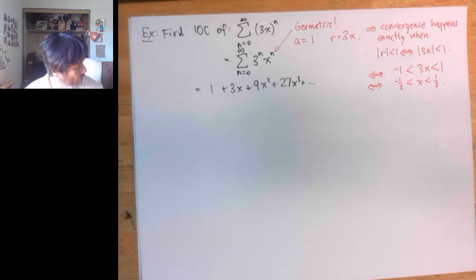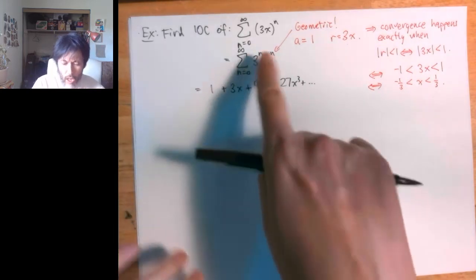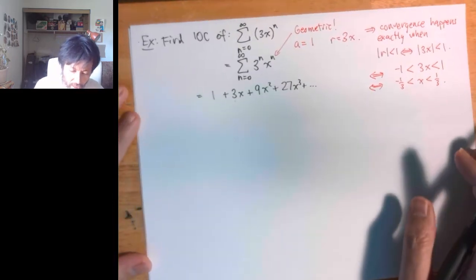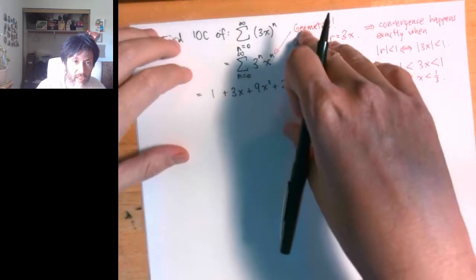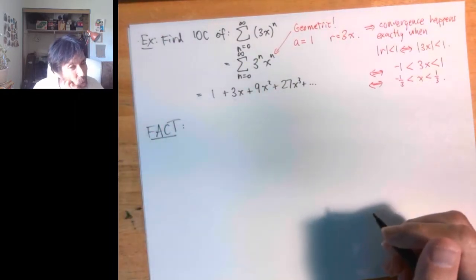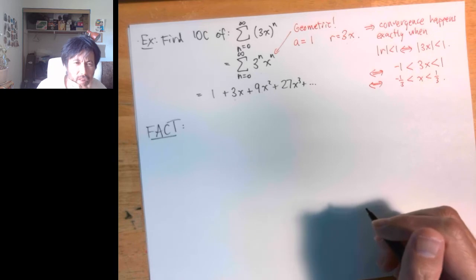And that's all fine and dandy. That's great that we have this way of figuring it out. But what I want to do for you right now is to show you a method that will always work, and is very handy for doing more complicated problems, more complicated power series which are not geometric. So I'm going to state this as a fact, and then we're going to apply this fact to this series to see that it really works out. Fact.